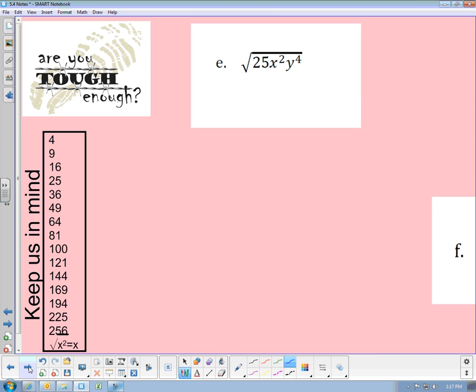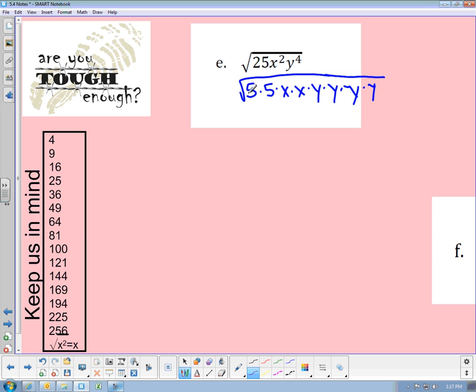If I look at part E, in part E, now I have a number part and a variable part. So the square root of 25, I could break that down into its prime factorization, which would be 5 times 5. I can break down the x squared, that would be x times x, and I can even break down the y's, that would be y times y times y times y. I didn't quite make my radical sign long enough.